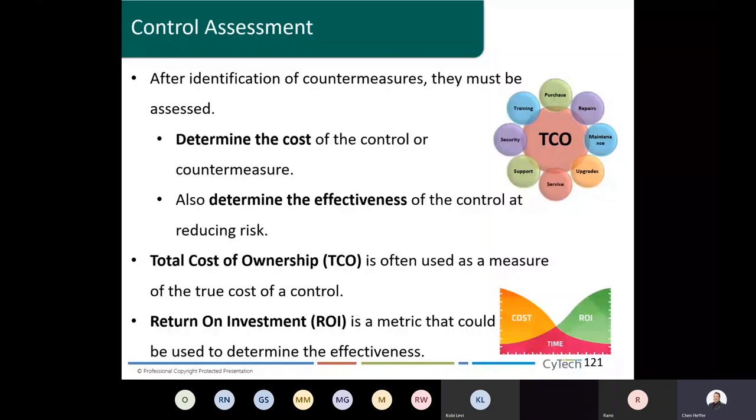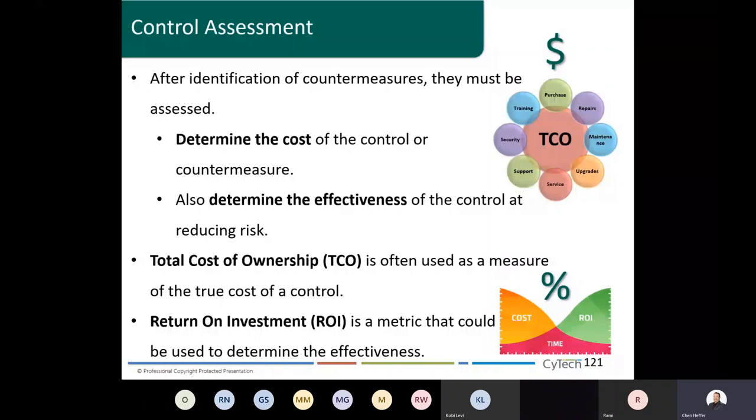The TCO is measured by dollars and the ROI is measured by percentage. So my return on investment is 200% or 500% or 1,000%. This is the ROI, and the TCO is that amount of money the control will cost me in order to be effective and address the risk the way I want it to. So ROI, again, is typically easier to justify with preventive controls, and detective controls are harder to justify with just the basic TCO and ROI calculations.